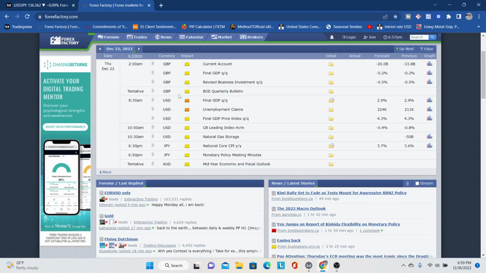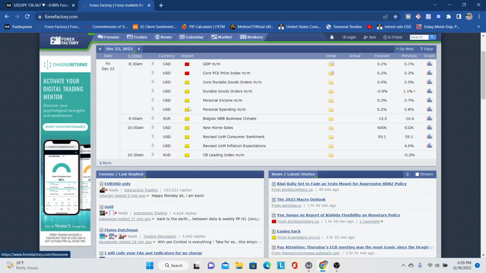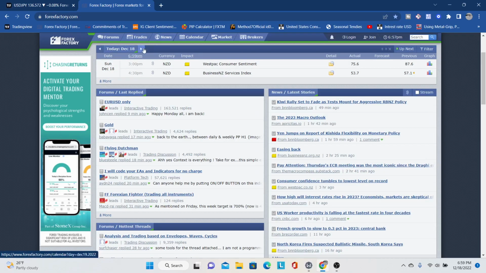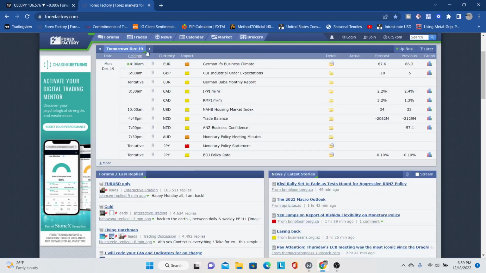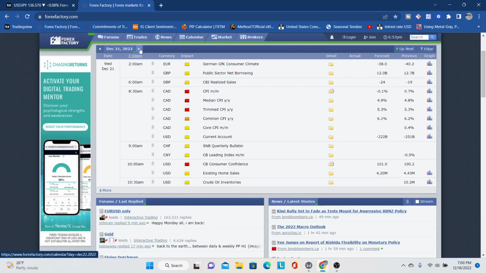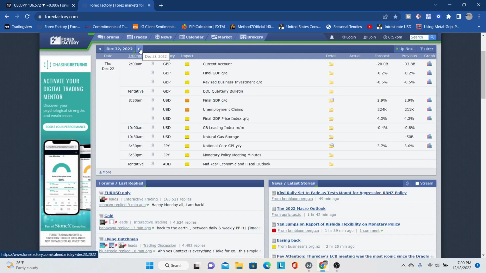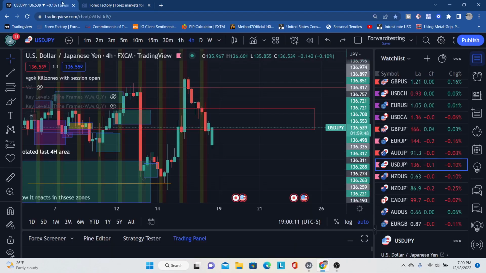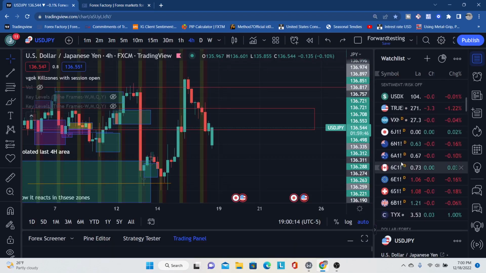Final GDP, unemployment, not the biggest deals. And then Friday, again, not much. So it'll be a decent week, probably more of a scalp. I wouldn't expect huge moves this week, but definitely more of a scalp and foreign crosses type of week. So that's pretty much it. That's all I have for you guys. Keep a lookout for these areas.